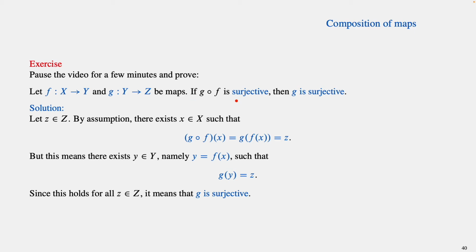Now our assumption is that the composition g∘f is surjective, so by assumption there exists an element x in this set such that the composition g∘f applied to x maps to z, and the composition is by definition just the same as g being applied to f of x. But of course here we see what's going on. There does exist some element y in the set Y, namely f of x, that is mapped to z by the function g. And this holds for all elements z, so this means g is surjective.